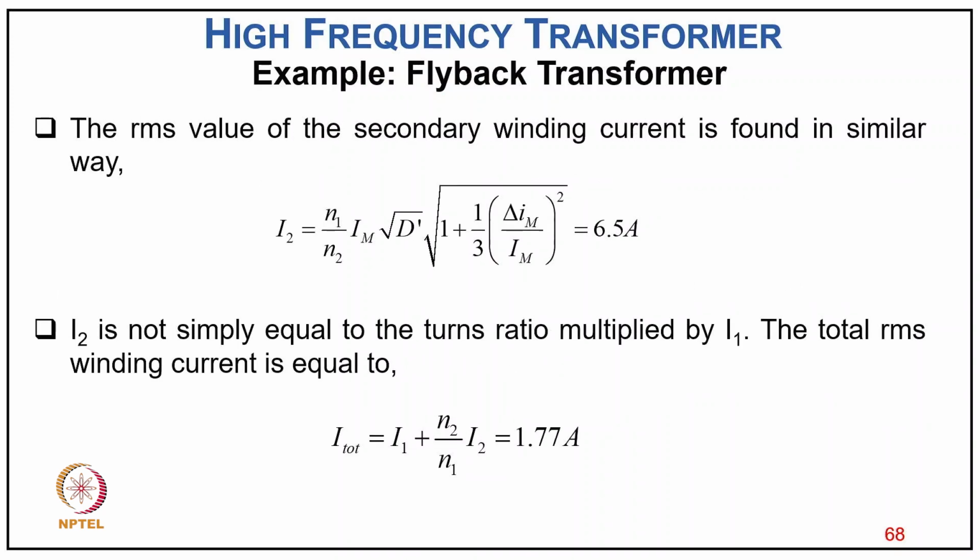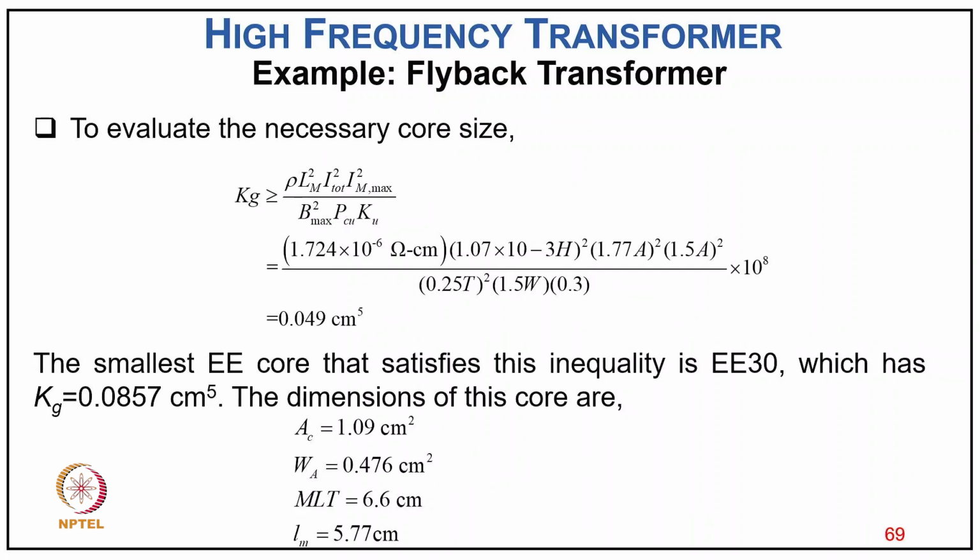The RMS value of secondary winding current is found in a similar way, that is I2 equal to N1 upon N2 Im under root D dash in bracket 1 plus 1 by 3 delta Im upon Im squared. So it comes 6.5 ampere, and I2 is not simply equal to the turns ratio multiplied by I1. So the total winding current is I total equal to I1 plus N2 upon N1 into I2, that comes 1.77 ampere.